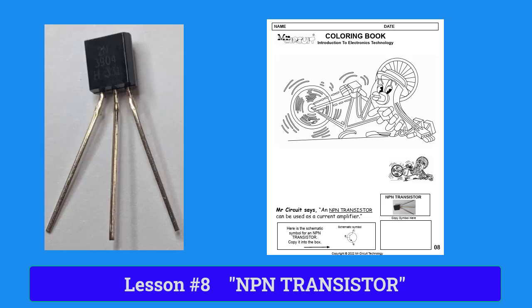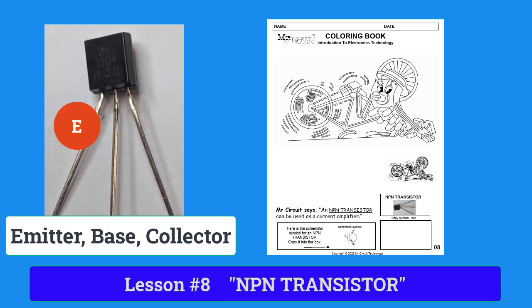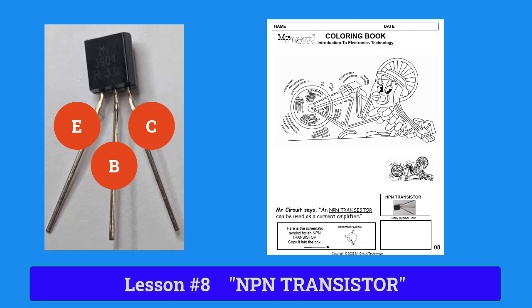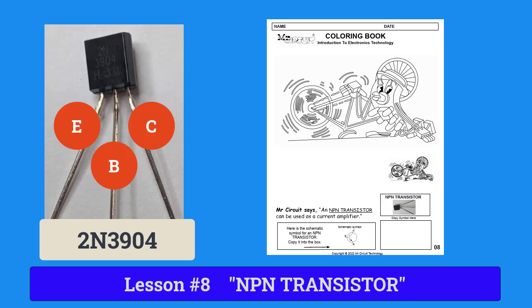A picture of an NPN transistor is shown at the bottom right-hand side of the page. It has 3 leads or wires sticking out of it. The 3 leads are named emitter, base, and collector. This NPN transistor is known by the part number 2N3904.